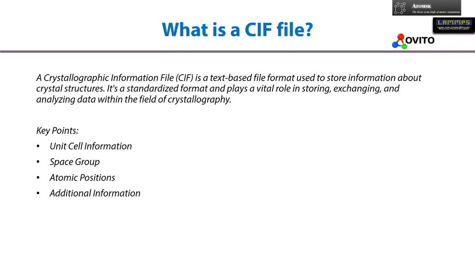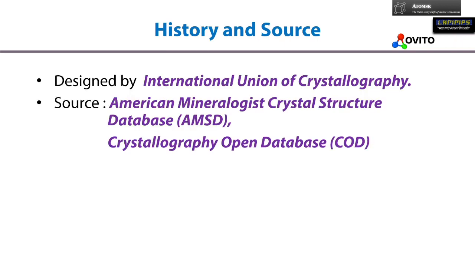So what are the key points that we need to understand? Firstly, the unit cell information, secondly, space group, thirdly, atomic positions, and some additional information. All this will be cleared when I go through the rest of the slides. Firstly, the history and source. It is mainly designed by the International Union of Crystallography, and you can download CIF files from AMCSD, the American Mineralogist Crystal Structure Database, or the Crystallography Open Database. You can download the CIF files from these two websites easily.